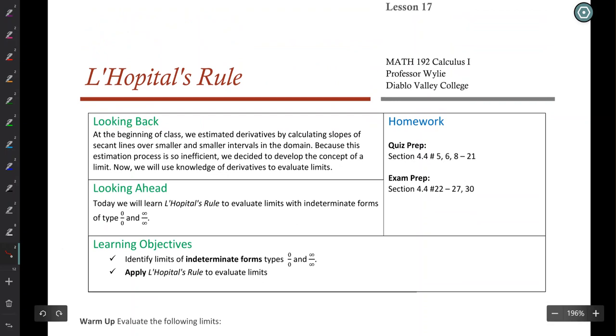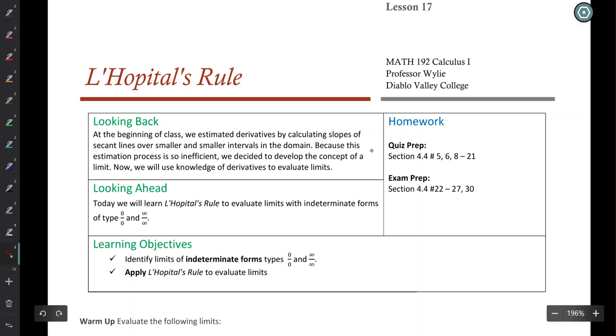Remember at the beginning of this class, we were interested in finding the slope of the tangent line. Said another way, we were interested in finding instantaneous rates of change. And we didn't have a methodology for this yet. We had to estimate those instantaneous rates of change, estimate those derivatives by calculating slopes of secant lines over smaller and smaller intervals. And then we were saying, you know what, this is really inefficient. We need to formalize what we mean by rise over run as run goes to zero. We need to formalize the idea of a limit. How close is close enough?